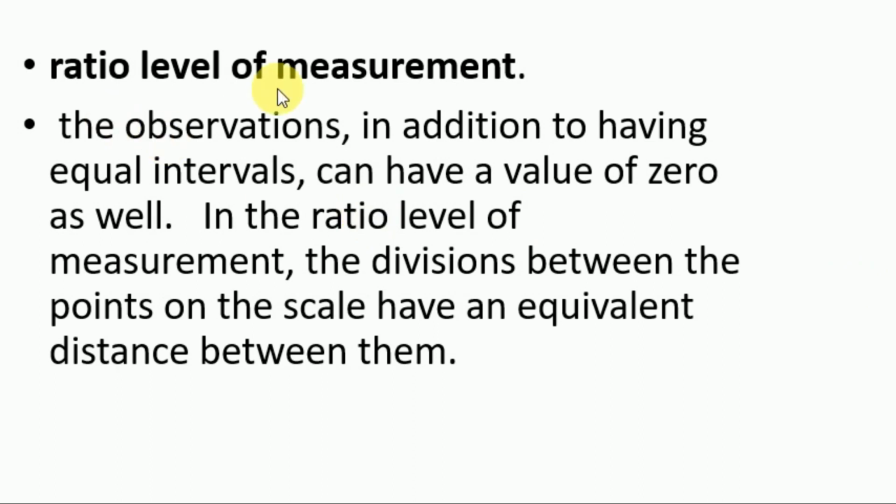Next comes the ratio level of measurement. In this measurement, the observations, in addition to having equal intervals, can have a value of 0 as well. That is absolute 0 as well. In the ratio level of measurement, the divisions between the points on the scale have an equivalent distance between them.